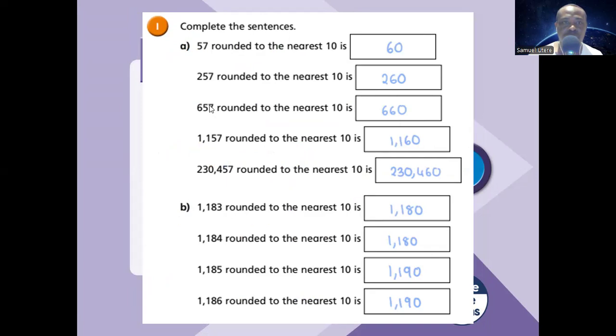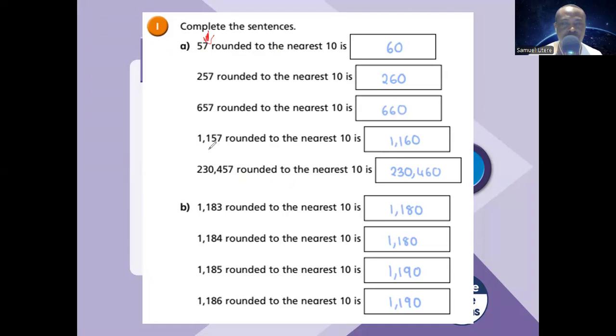Okay, I'll just use these to illustrate the first few ones. So we're rounding to the nearest 10, so we'll focus on the ones. You can see it's greater than 4. 5 and above means that one will round to the nearest 10 higher up, which is 60.